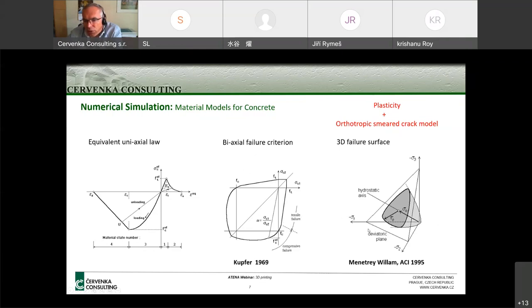So basically we have this 3D failure surface from Menétrey-Willam, which is a three-parameter surface defined by compressive strength, tensile strength, and the parameter E, which defines the roundness of this surface. As you can see, if you make a cut by a deviatoric plane of this surface, you have this kind of triangular shape with rounded corners. And how much this surface is rounded is controlled by this parameter E.